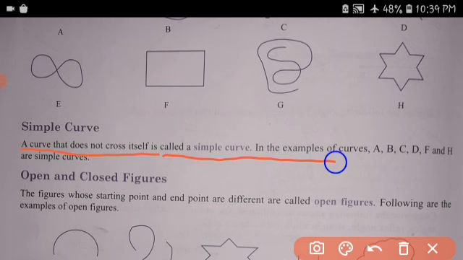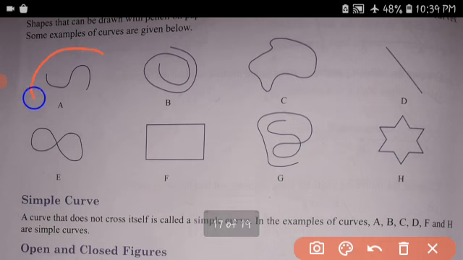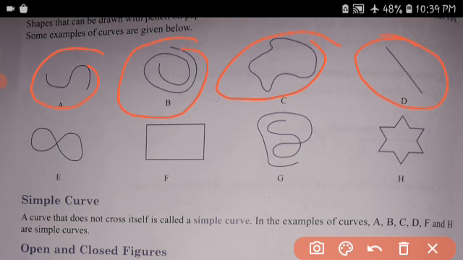In the examples of curves, A, B, C, D, E, F are simple curves. Look here, A, B, C and D. F and H are also simple curves.